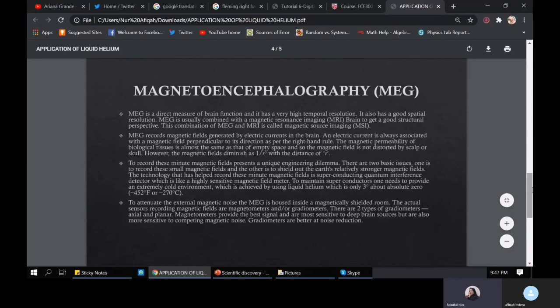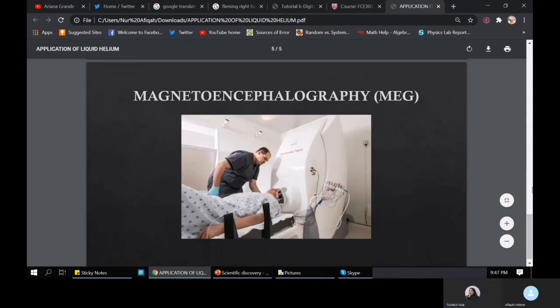For the next slide, this is a picture that shows what the MEG looks like. It scans or measures our brain. So that's it from me.